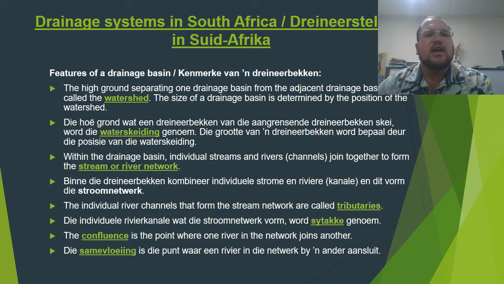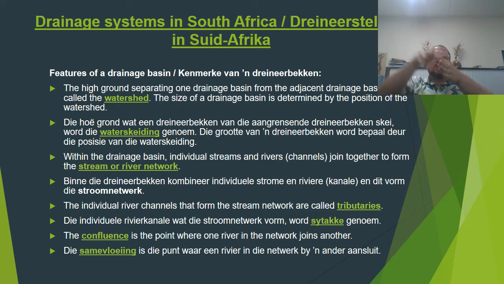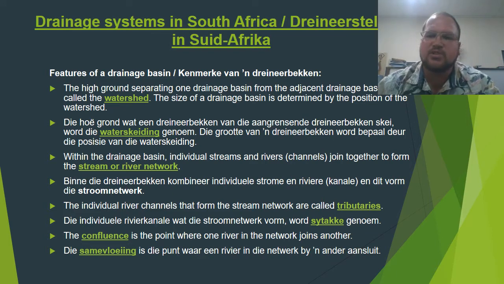Next slide. Features of a drainage basin: the high ground separating one drainage basin from the adjacent drainage basin is called the watershed. So that is like the top of a mountain. If the water falls down, the water will flow one side or the other side. Within the drainage basin, individual streams and rivers join together to form the stream or river network. The individual river channels that form the stream network are called tributaries. The confluence is the point where one river in a network joins another.